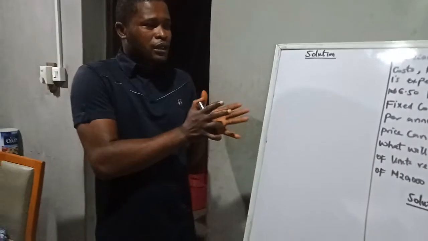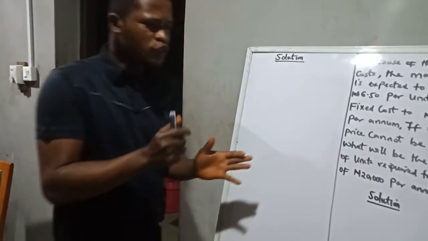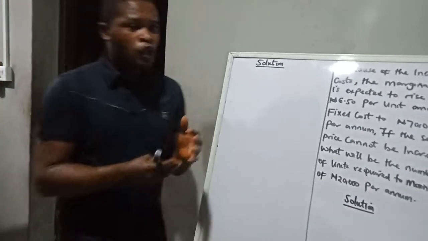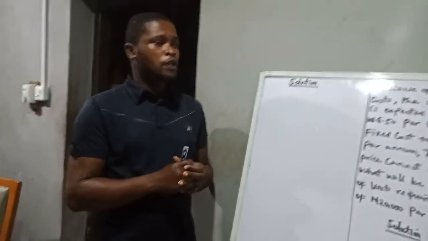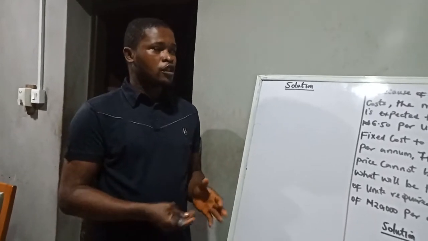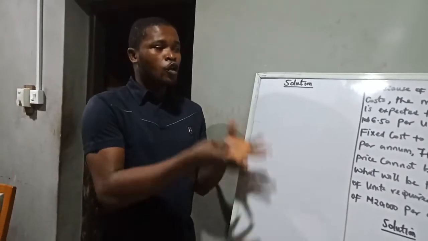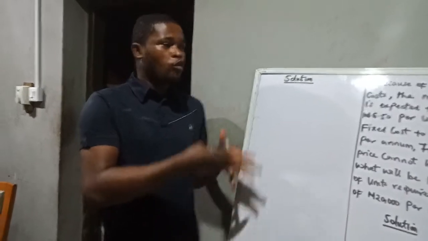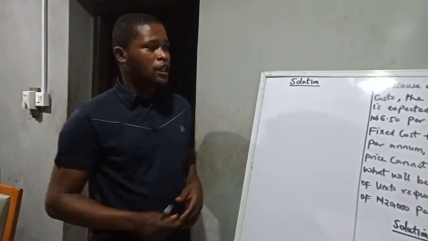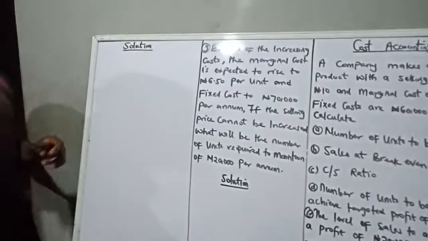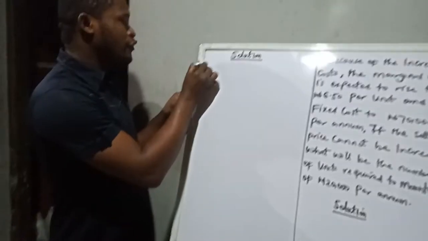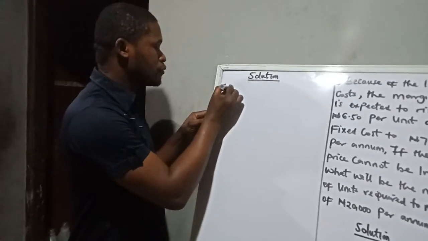If you understand those rules and those formulas, you'll be able to solve this simple question. It's not difficult. It's all about understanding what you want to solve and what you want to do. So what's the first step? Remember in my last video I said you have to bring out those variables. What is the first one? You have to know the selling price.